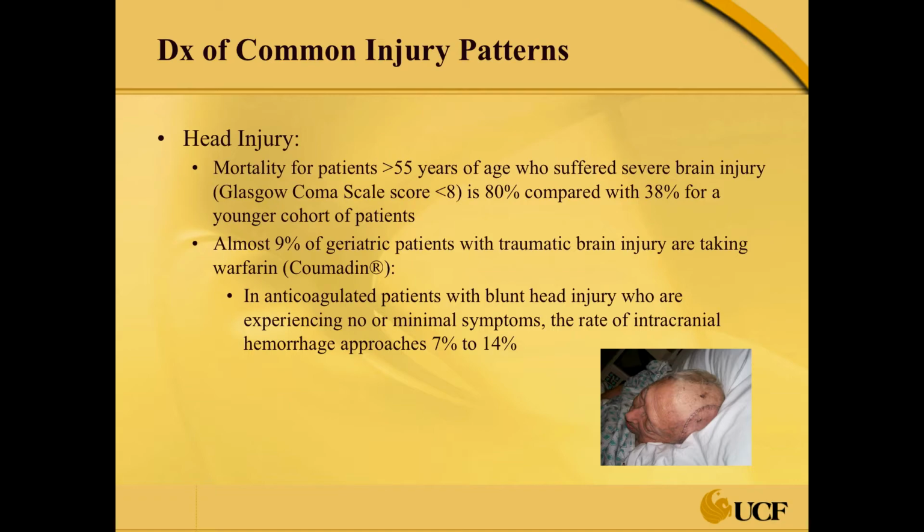Head injury: mortality for patients greater than 55 who have a severe brain injury with a Glasgow score less than 8 is 80%. You compare that to just 38% in your younger folks, and you see how much of a serious issue this is. Almost 9% of geriatric patients are taking Coumadin, and in the anticoagulated patients with blunt head injury who are experiencing no or minimal symptoms, the rate of intracranial hemorrhage can be as high as 14%. That's a lot.